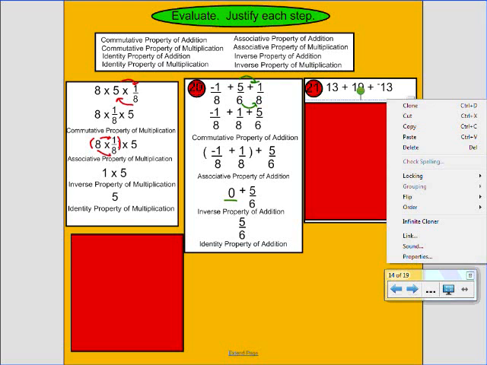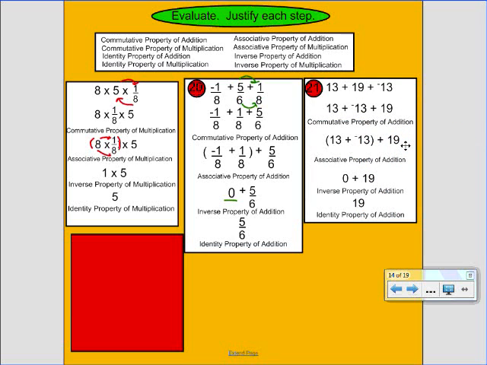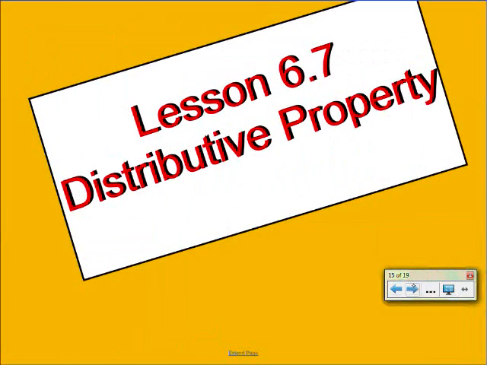Let's take a look at number 21. I have 13 plus 19 plus negative 13. I switch the order of the 19 and the negative 13. That gives me the commutative property that allows me to do that. I then group those two numbers to show that I want to add those first. The associative property tells me I can do that grouping. When I look at 13 plus its opposite, I know that that's the inverse property of addition. It equals 0. And then 0 plus any number is the identity property of addition. And so my answer works out to be 19.